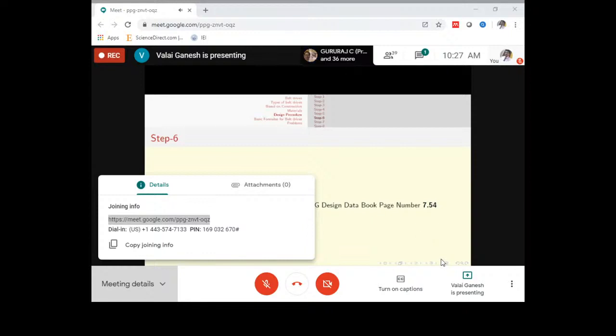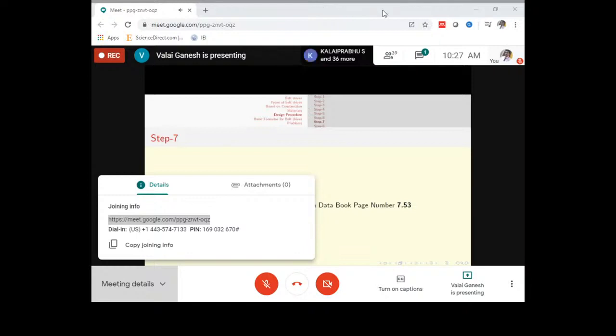Step number 6 is the calculation of pulley width. Pulley width is also available in the PSC design data book, page number 7.54. And in step number 7, we are going to calculate the belt length.